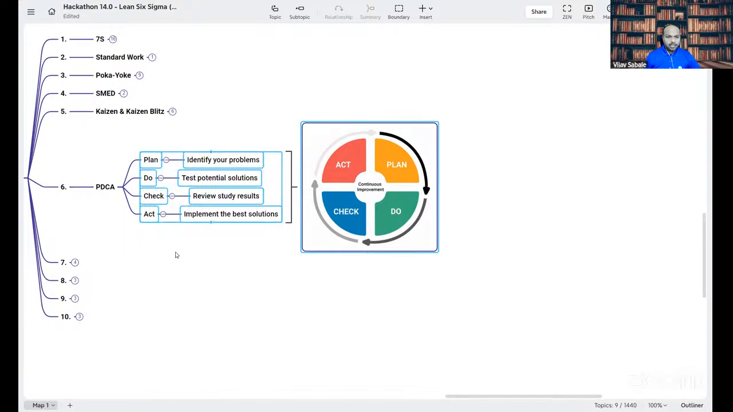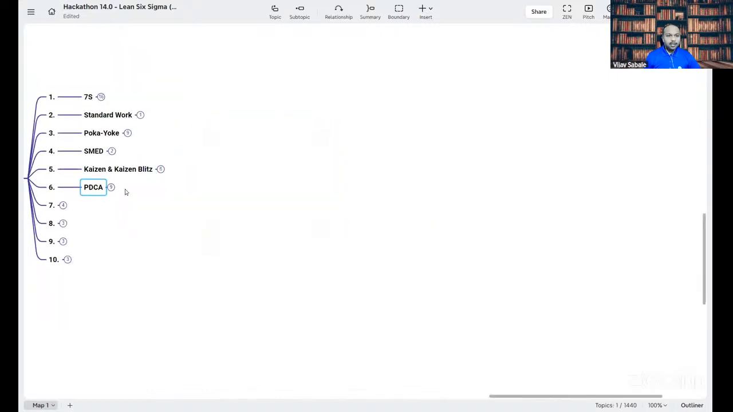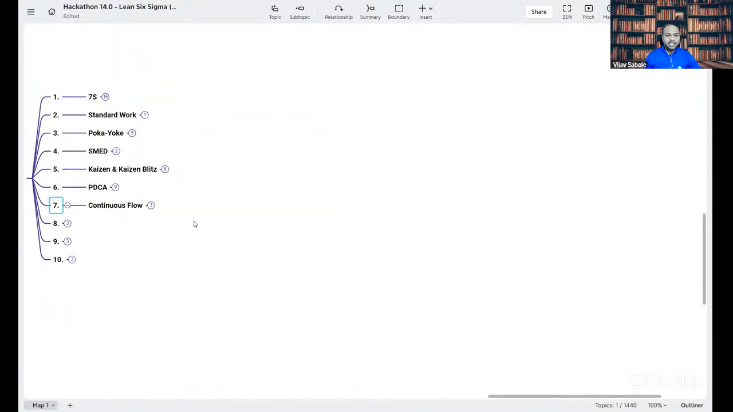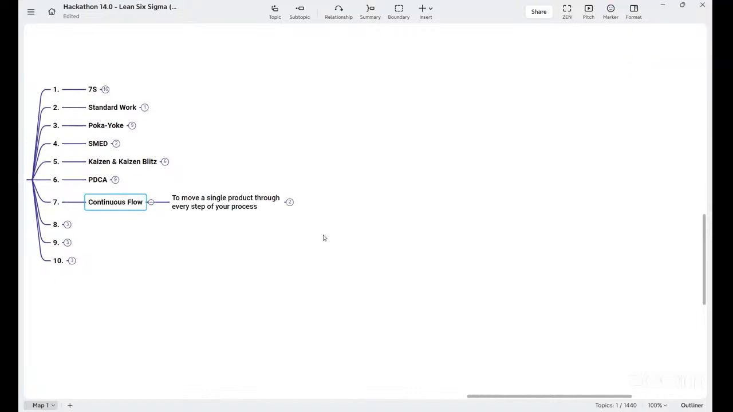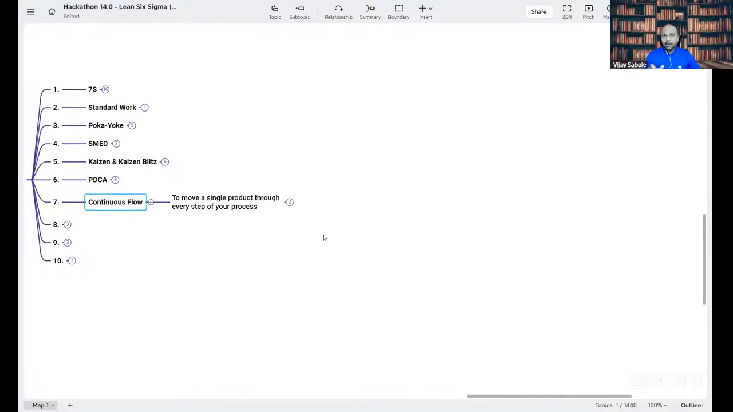So this is about the 6th tool. The 7th one is continuous flow. Now we can slowly feel like we are going towards the advanced and more complex tools in lean. So we started with the simplest one, and then slowly we are going to the tools which require a lot of knowledge and subject matter expertise. So continuous flow is the tool that we are going to use.